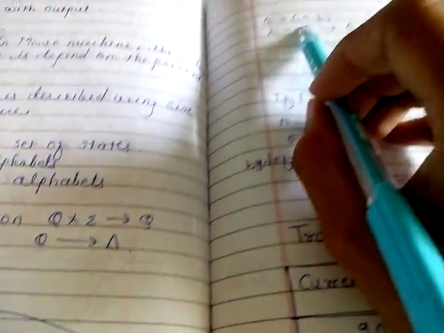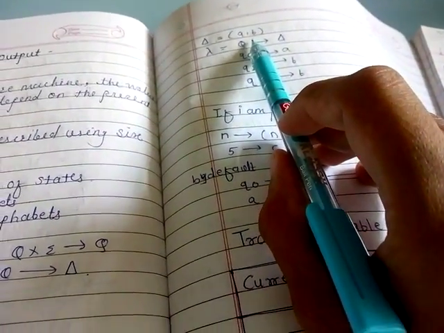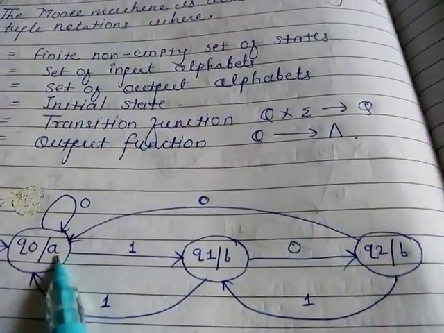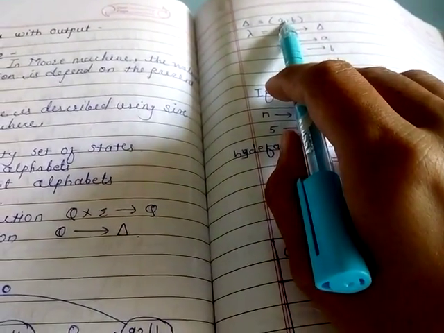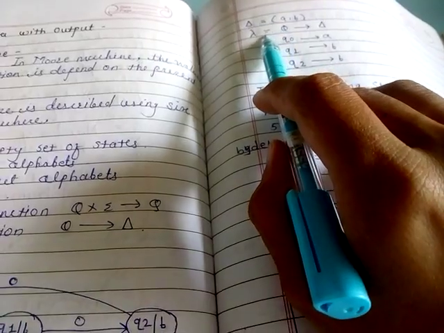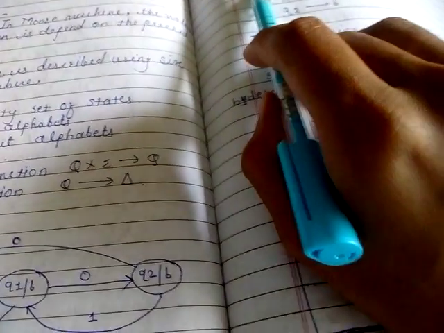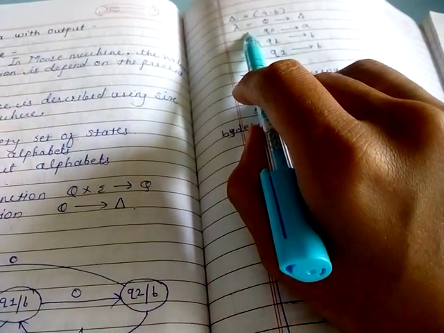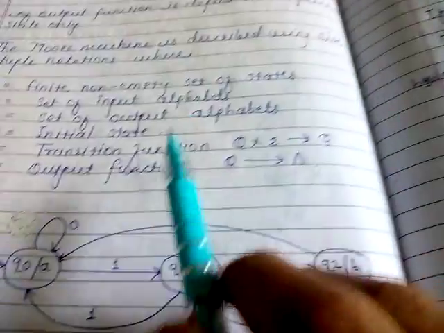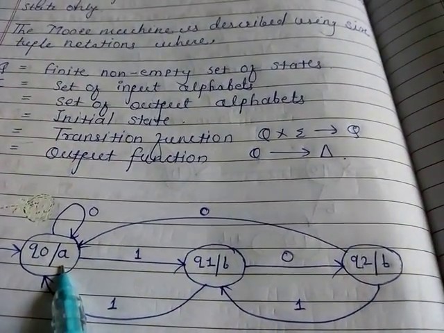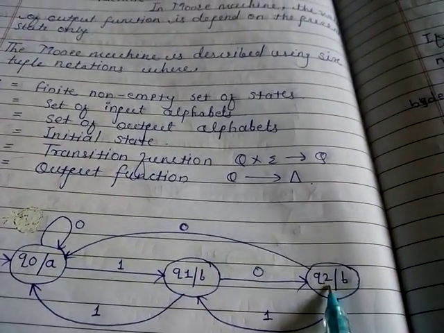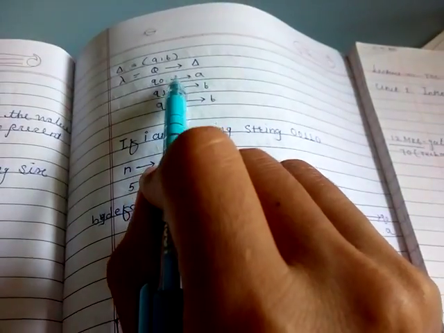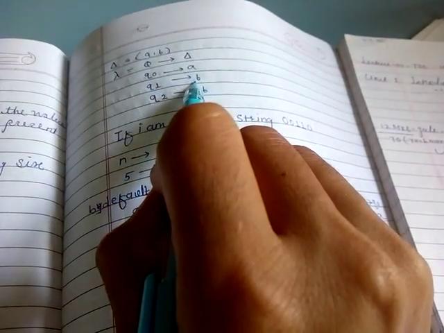Next is the capital delta. Capital delta is known as the output alphabet. In this diagram there are 2 output symbols used, small a and small b. Next is the lambda. Lambda is the output function. In the Moore machine the output function always comes with the current state. So here a, b, b. For Q0 the output is a, for Q1 the output is b, and for Q2 the output is b.